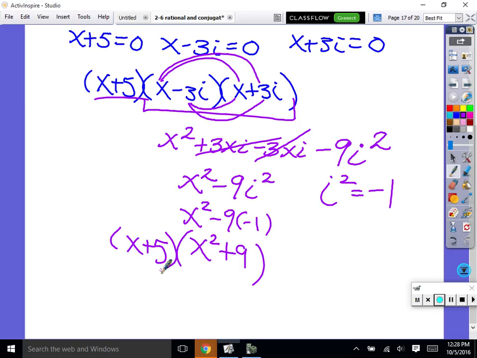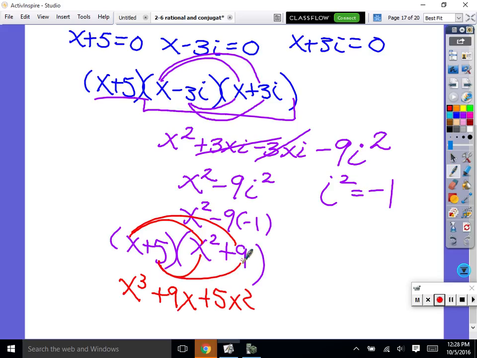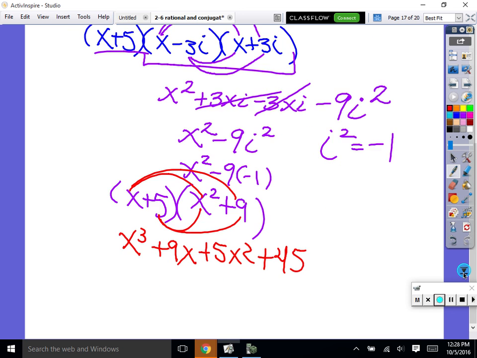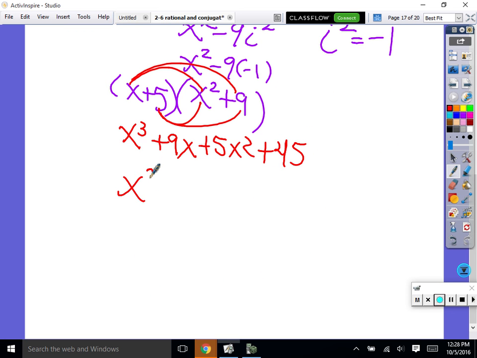So now we have one last distribution here. X times x squared is x cubed. X times positive 9 is positive 9x. 5 times x squared is positive 5x squared. Positive 5 times positive 9 is positive 45. Then we put it in standard form. So our final answer is going to be x cubed plus 5x squared plus 9x plus 45.